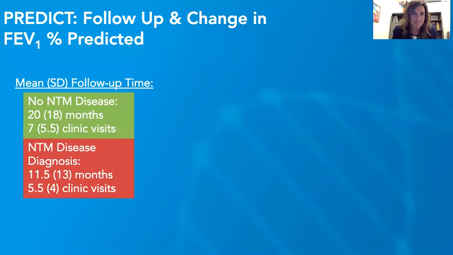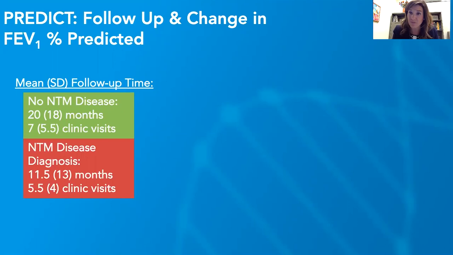Regarding follow-up and lung function, on average, patients without NTM disease diagnosed have been followed for 20 months and on average 7 clinic visits, and the majority of these patients remain in PREDICT and continue to be followed. In those with NTM pulmonary disease diagnosed, we diagnosed on average 11 and a half months after enrollment, in between 5 and 6 clinic visits.